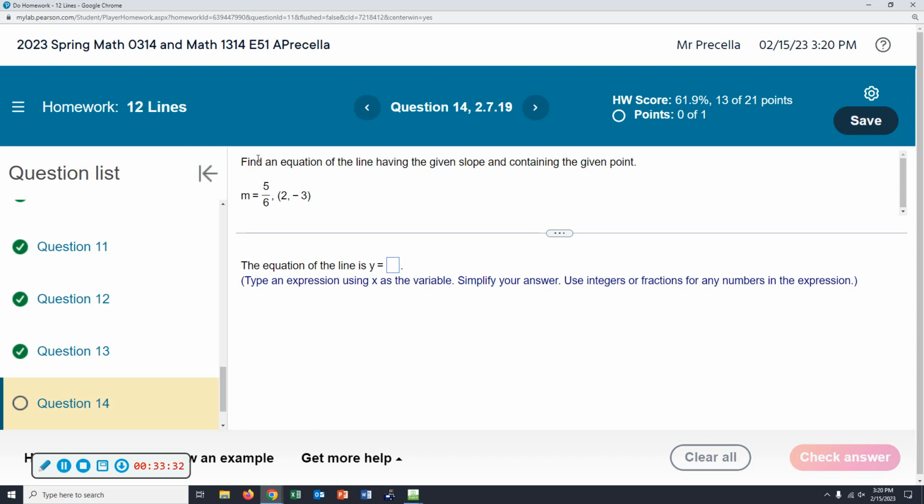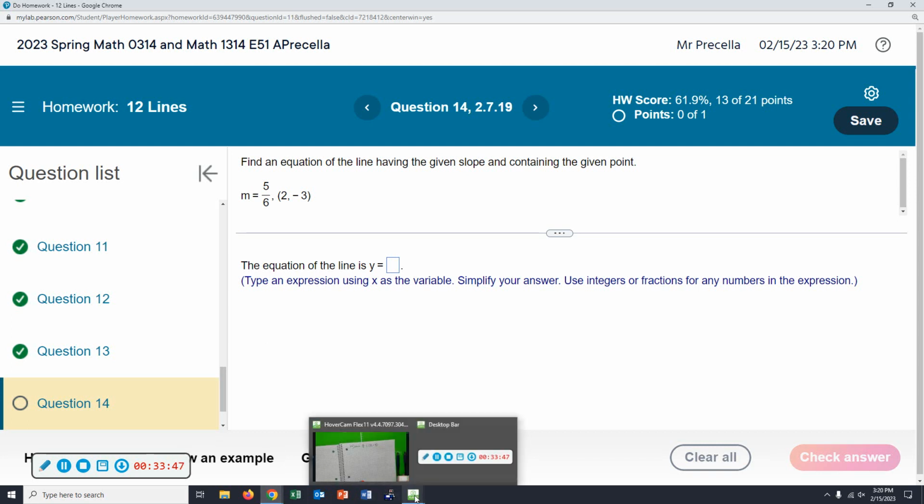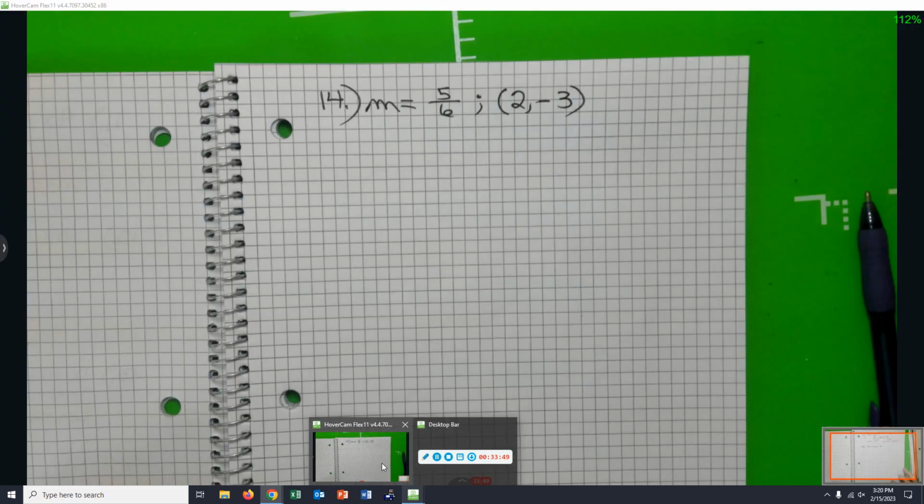If you had to do 13 or 14, which one do you think would be easier? Probably most people would say 13 because there's no fraction. But it's not too difficult doing these fractions. Okay, so we'll see. This is the same instructions.